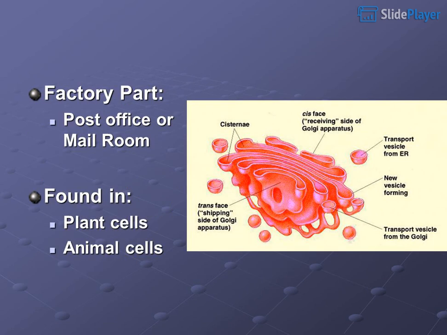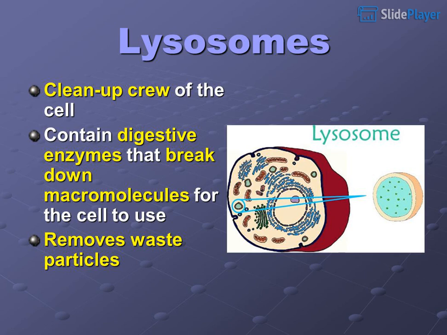Factory part: found in a post office or mailroom. Lysosomes clean up the cell. They contain digestive enzymes that break down macromolecules for the cell to use, and they remove waste particles. Students should recognize the shapes of the Golgi and ER even if they cannot read the captions.